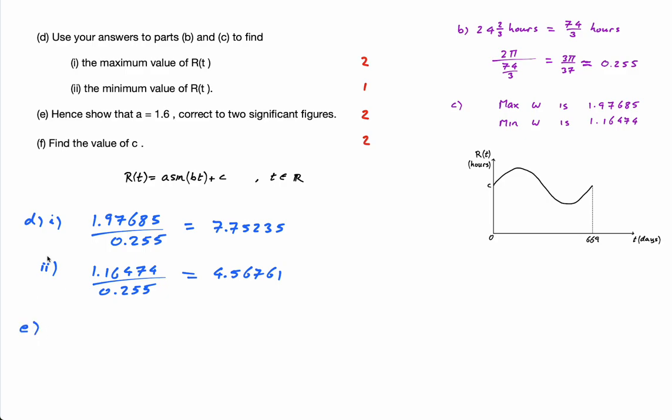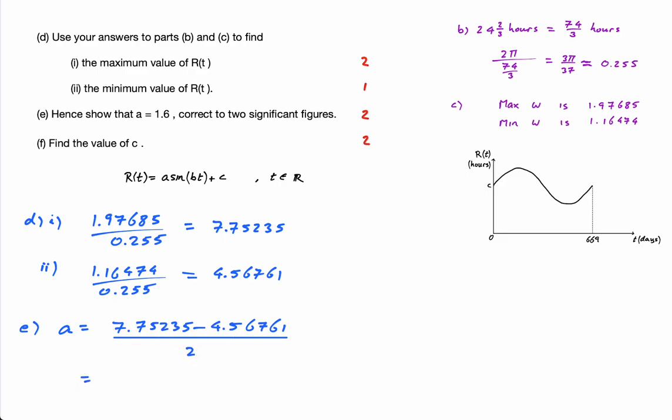Okay, now that I have those, it says hence show that A is equal to 1.6. Now A is the amplitude. We're getting back to basics. We should hopefully know how to find the amplitude. There's a nice formula: it's this minus this, divided by 2. So A is equal to 7.75235 minus 4.56761, over 2. So it's half the distance between the max and the min.